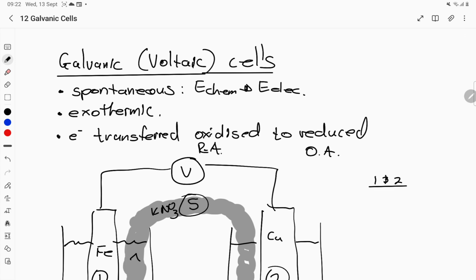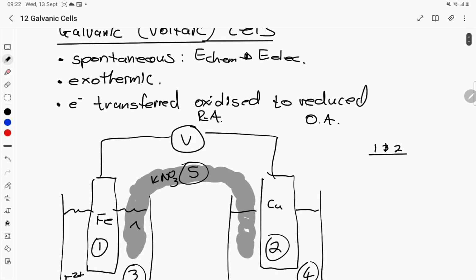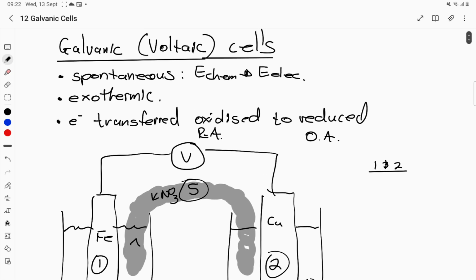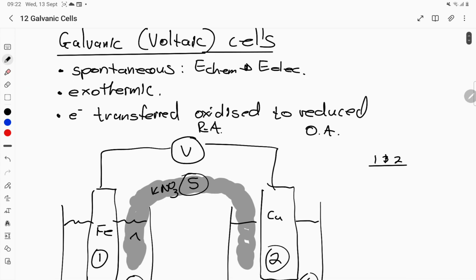Chemical energy is converted to electrical energy. So the chemical energy is stored within the electrodes. We'll get to that just now, the substances that we are putting in solution. Electrons are being transferred, and it's also an exothermic reaction. So heat is being released into the environment, right?